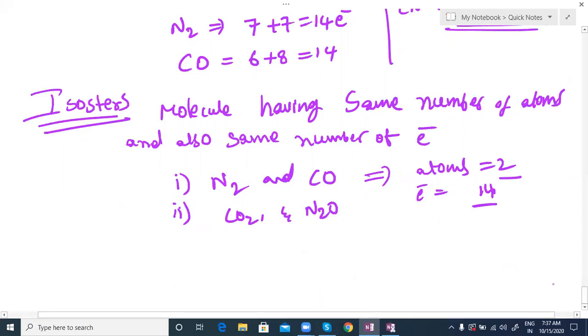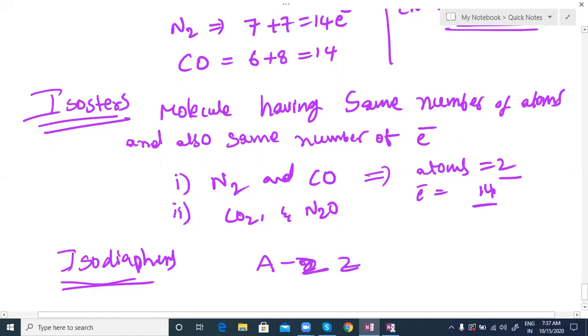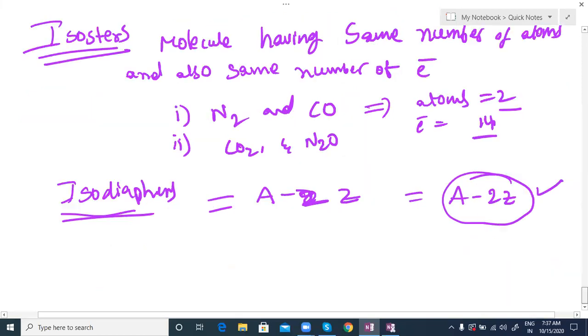Actually one more term is there, isodiaphers. I don't remember an example. Isodiaphers means the elements which have the same value of A minus 2Z. That we call isodiaphers. Examples I don't remember. If they ask, you can substitute in this formula and get it.